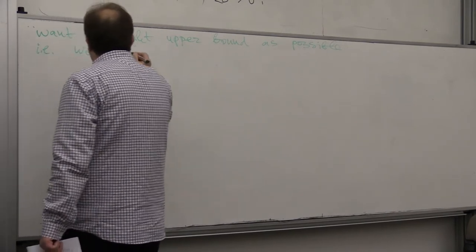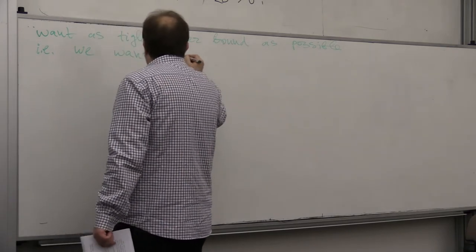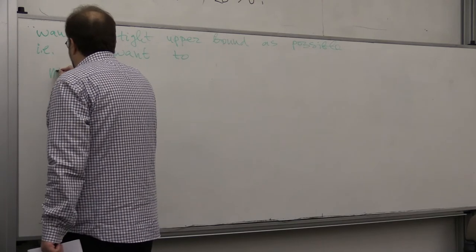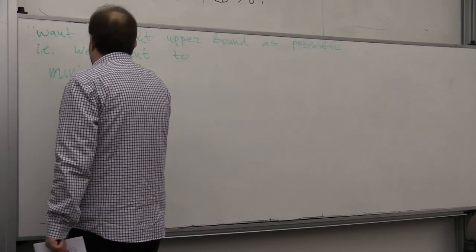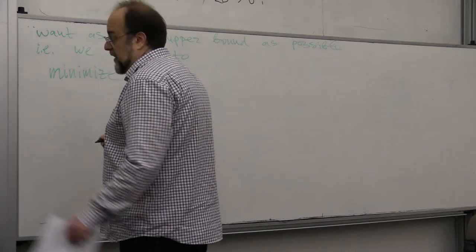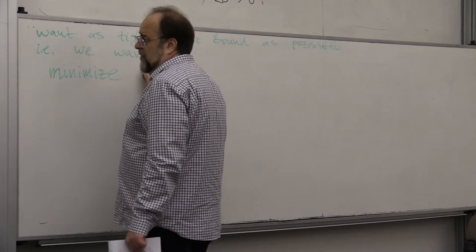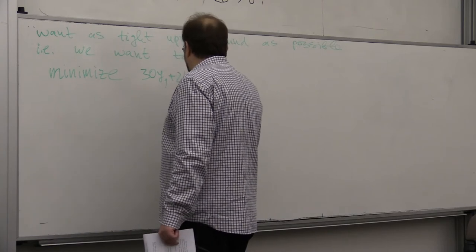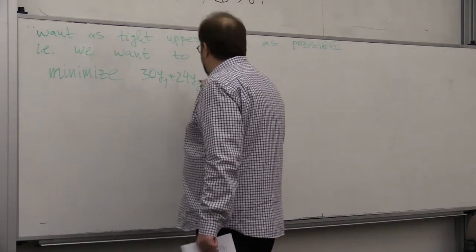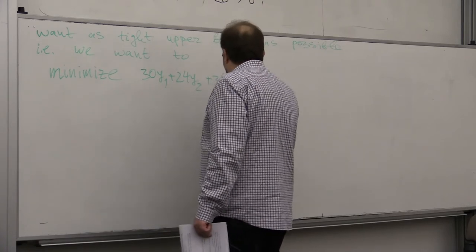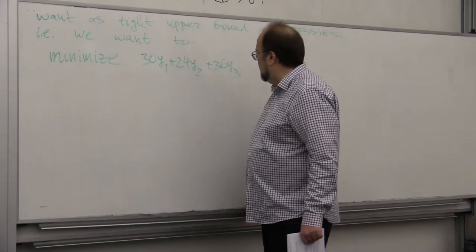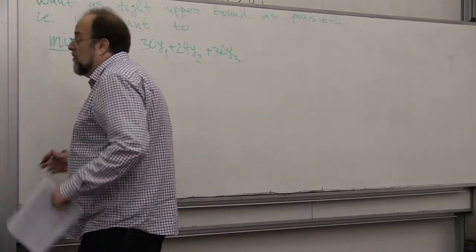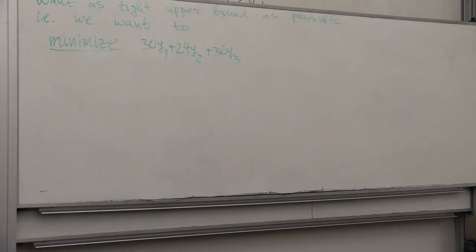We want to minimize this expression, which is 30y1 plus 24y2 plus 36y3, right? But in order to be able to have this inequality, we need all of these new constraints on the y's to be true.